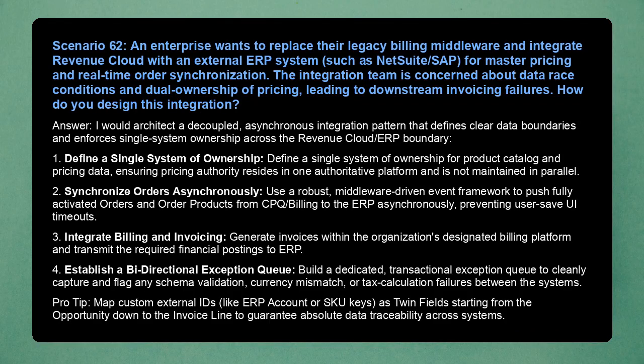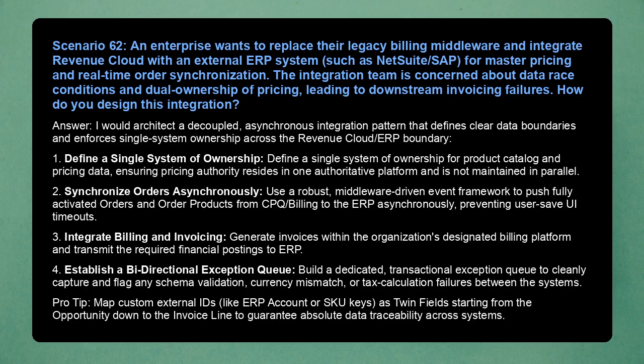Scenario 62. An enterprise wants to replace their legacy billing middleware and integrate Revenue Cloud with an external ERP system, such as NetSuite or SAP for master pricing and real-time order synchronization. The integration team is concerned about data race conditions and dual ownership of pricing, leading to downstream invoicing failures. How do you design this integration?